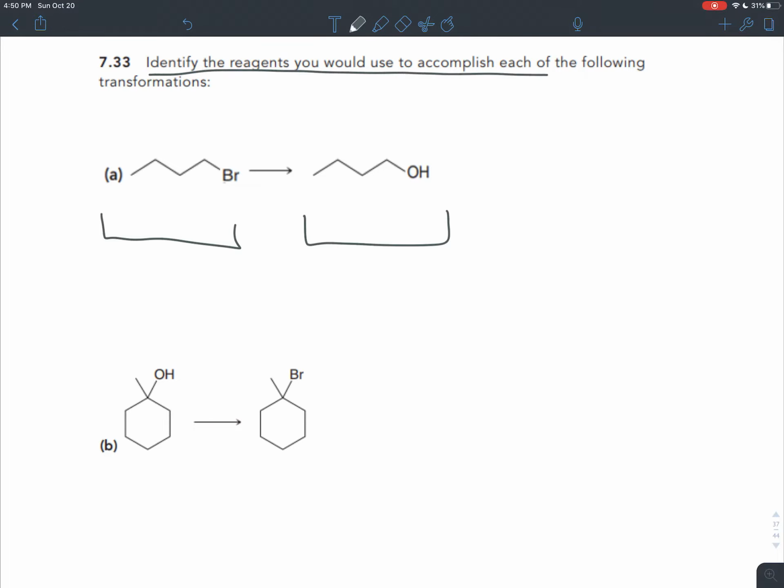It says identify what reagents you would use to magically transform these things, to start to act as that magician/chef. So in this case, the first thing we want to do is to look at what type of mechanism we have, whether it's SN1 or SN2, because that will let us choose the right nucleophile, strong or weak, and the right solvent, protic or polar aprotic.